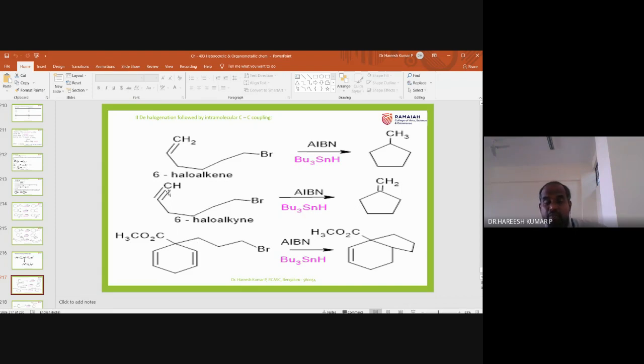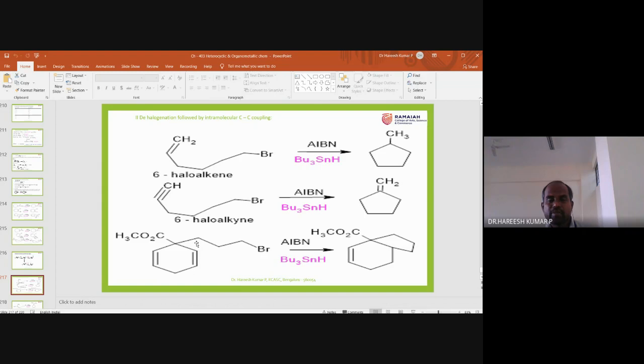What is here? A triple bond is there, a 6-halo alkyne. When it is treated with AIBN, a radical initiator, the radical initiator reacts with this carbon, and there will be a breakage forming a radical here and a radical there. At the triple bond, homolytic cleavage forms one radical here and one radical there. Then there will be a new bond formation between this radical and this radical. Later, that product, when treated with tributyl tin hydride, gives CH2 like this.